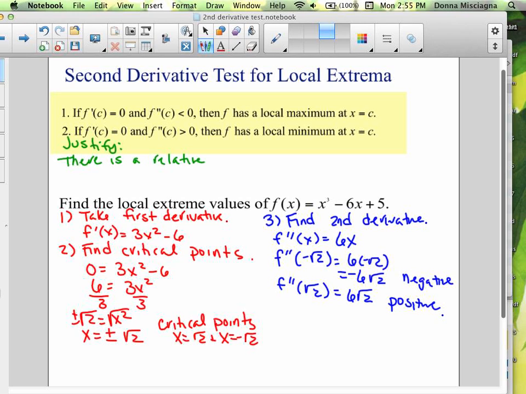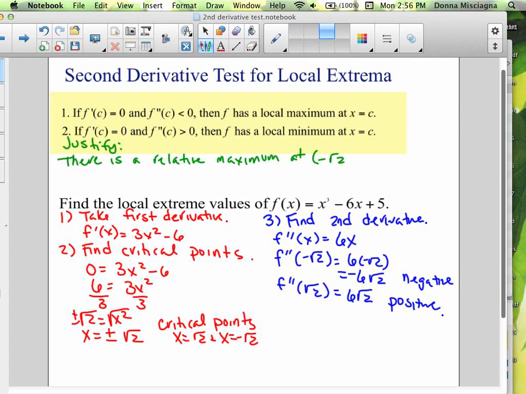We have a relative maximum at, and we know the x value is negative square root of 2. If we want to find the y value, we'll have to plug that into the original function. So I'll kind of squeeze it in over here. F of negative square root of 2 would be, oh, of course, I don't have room over there. There we go. Let's put it right here.